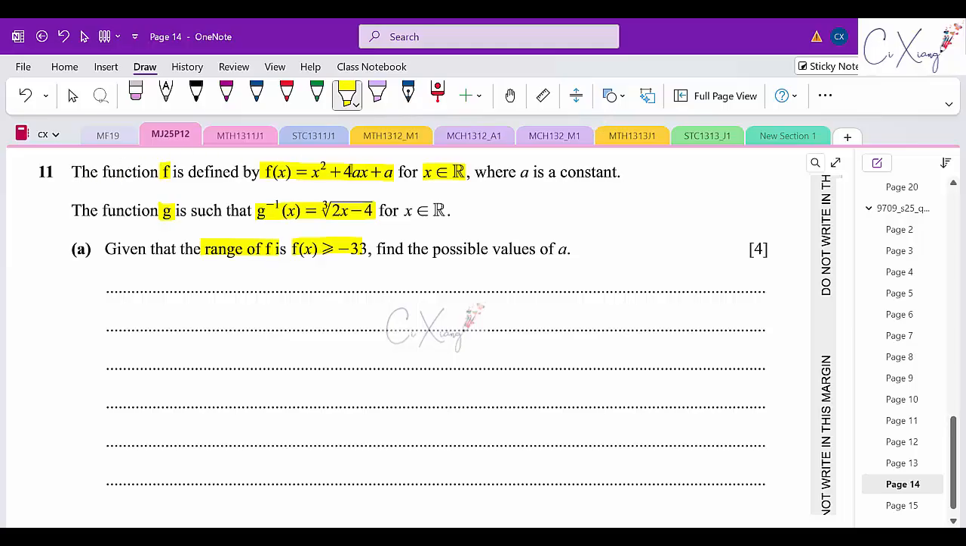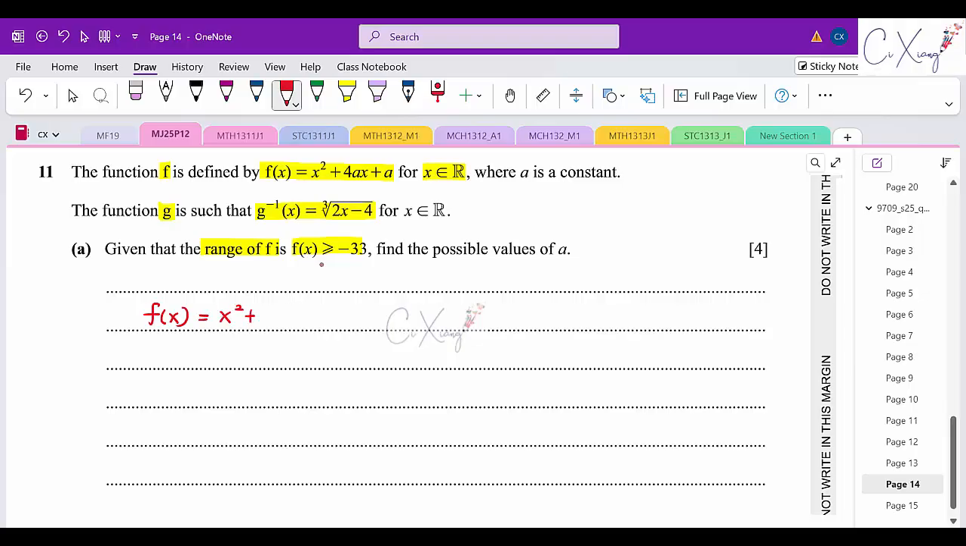Alright, so let's look at the function f(x). When we have this kind of quadratic equation and we want the range, usually we try to complete the square, because when you complete the square, we know the coordinates of the vertex of the function. From that, we will know how to find the value of a by using this minimum value, because they said the range is f(x) greater than or equal to negative 33, right? So to solve this question, I will try to complete the square first.